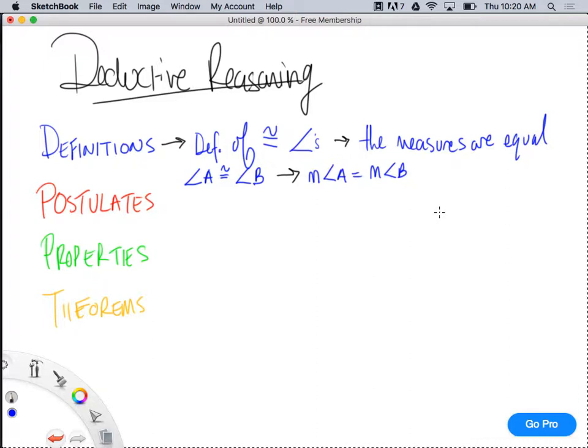And I can come up with that conclusion because that's the definition of congruent angles. If I tell you they're congruent, then their measures are equal. Why? Well, that's the definition of congruent angles. If the angles are congruent, then the measures are equal. Does that make sense to you? Anybody with me? Yeah? Okay. All right. Then the next is a postulate.